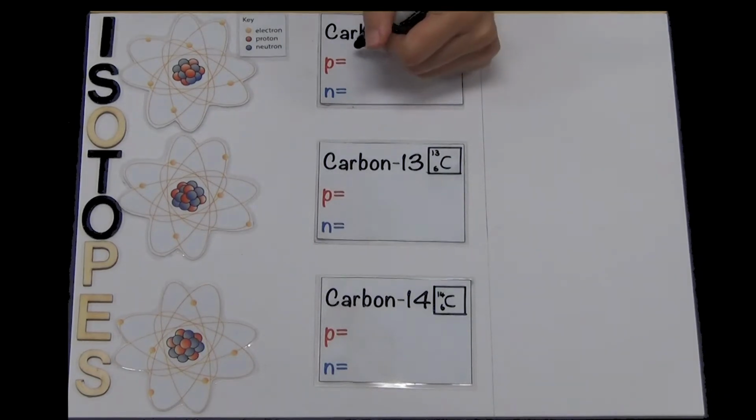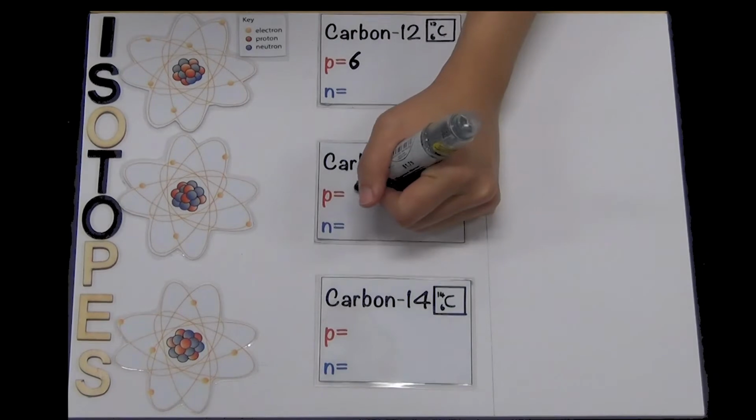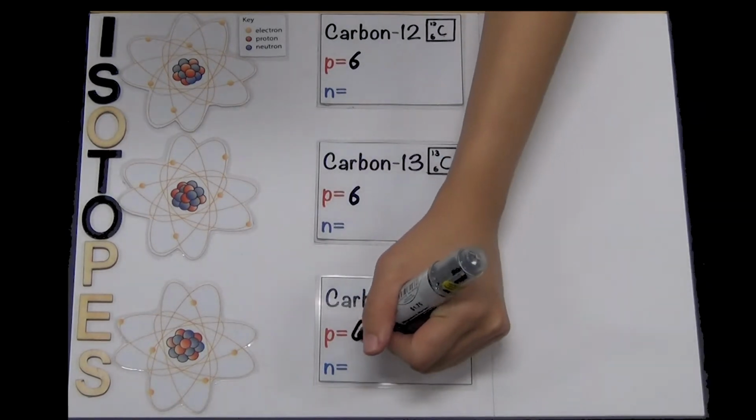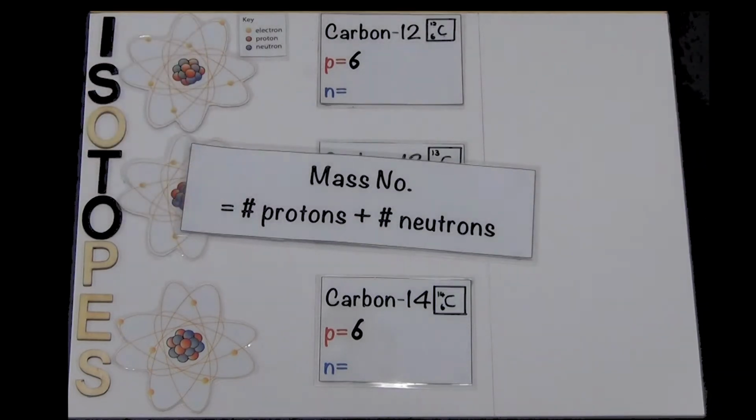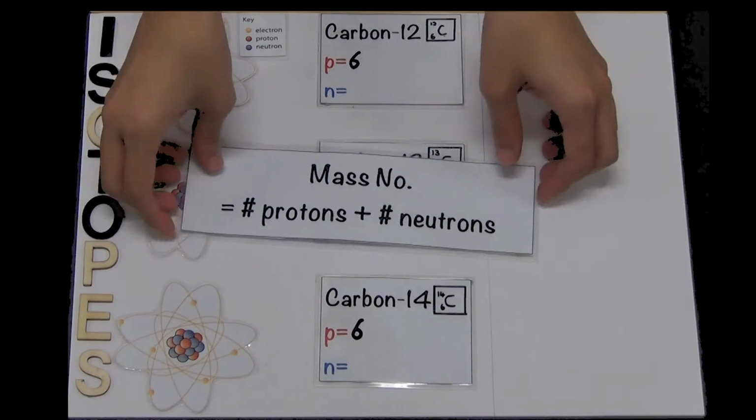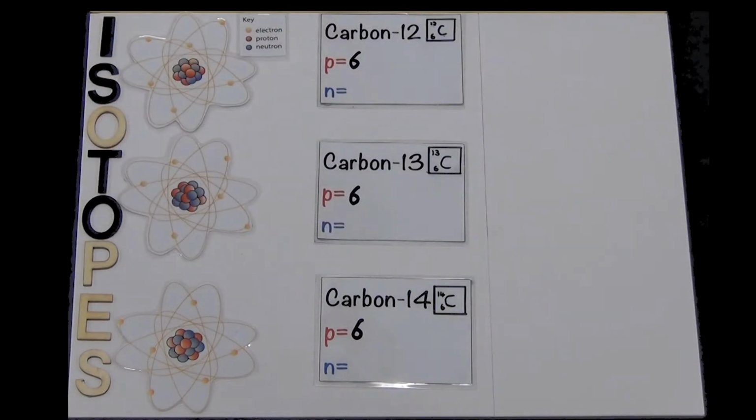From the pictures of the atoms, we can see that all the carbon atoms have 6 protons. Therefore, despite the different mass numbers, they are all the same element, carbon. This is similar to our friend Minnie. Whether she is chubby or skinny, she is still Minnie. Remember that the mass number is equal to the number of protons plus number of neutrons. The reason why these carbon atoms have different mass numbers is that they have different number of neutrons.